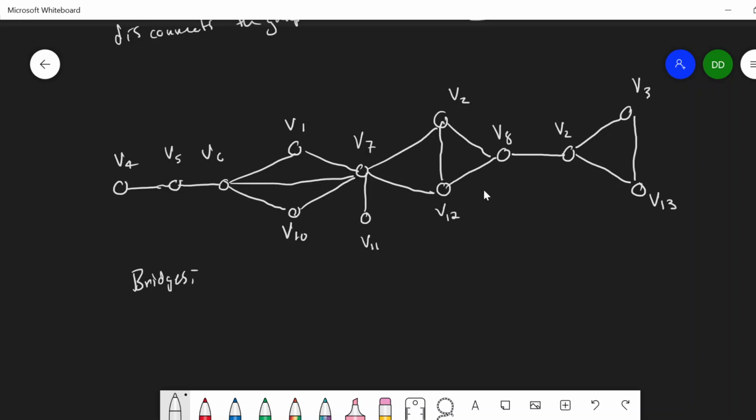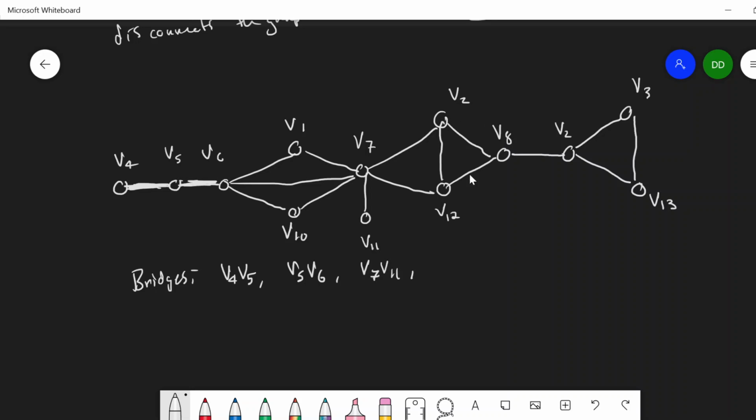Which edges, whose removal will disconnect the graph? V4, V5: if I removed this edge, I'd be left with V4 as a component and then the rest of the graph as a component. So that would disconnect the graph. Same with V5, V6. So V4, V5 and V5, V6 are bridges. Notice none of the edges in this block are bridges. None of these edges will disconnect the graph. V7, V11 is a bridge.